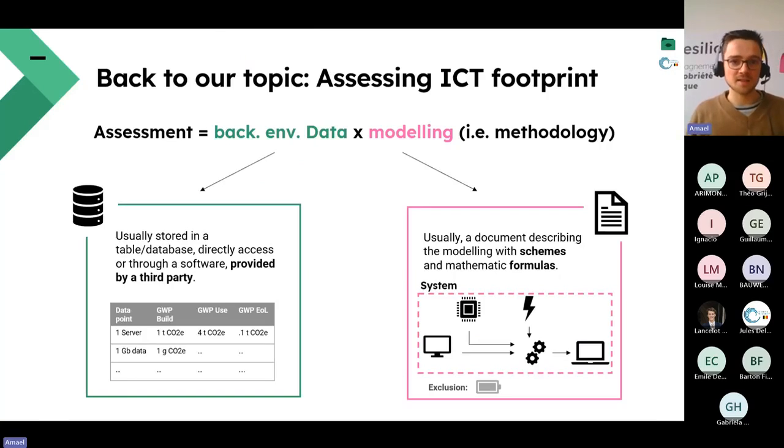Usually, assessing a footprint is a combination of background environmental data, which I was just talking about a bit before, and modeling. The background data is how much one server pollutes. It's usually stored in a table, an Excel spreadsheet, or a database provided by a third party. It's very rare that you would have this information yourself. And then there is the modeling. The modeling is all the schemes and mathematical formulas that say that for making a laptop, the laptop system, you need a bit of energy, a processor, a screen, and you will exclude the battery because you don't have data on it. So two pieces: data on one side, modeling on the other.